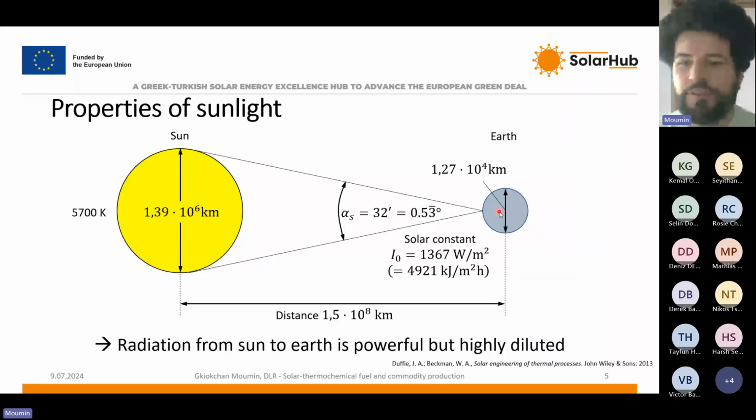This allows us obviously to have livable temperatures on the surface, but it also means the direct sunlight we receive, which is at the maximum 1,367 watts per square meter, is not usable in itself for high temperature applications. And for this, you have to concentrate the sunlight.